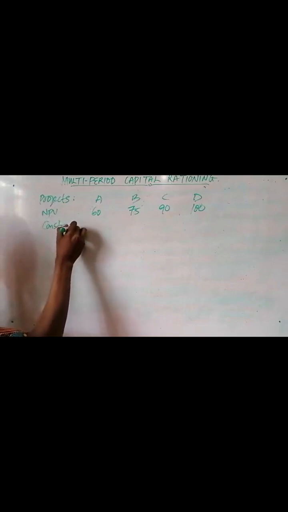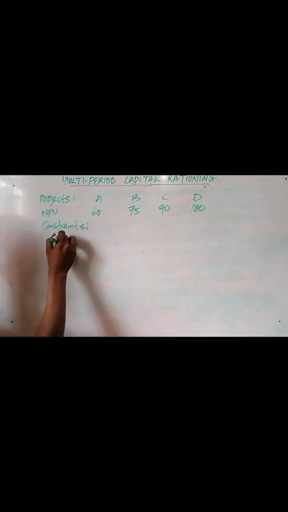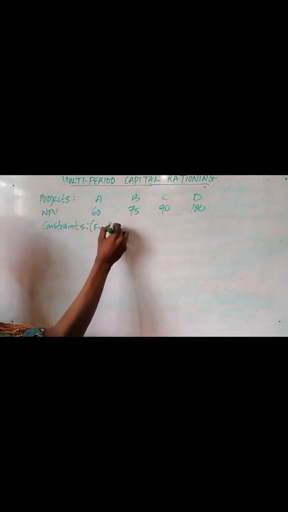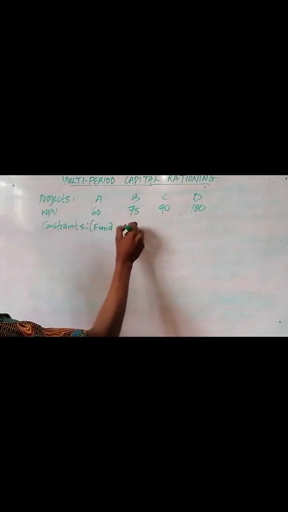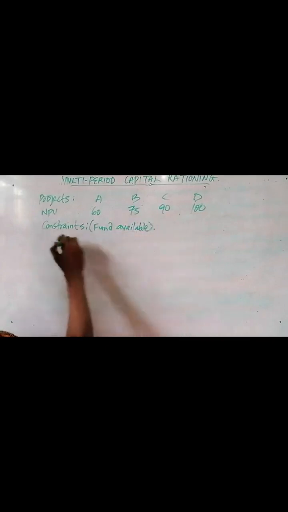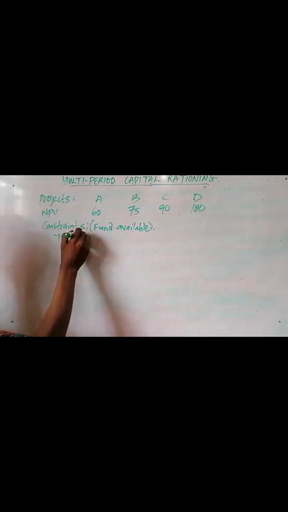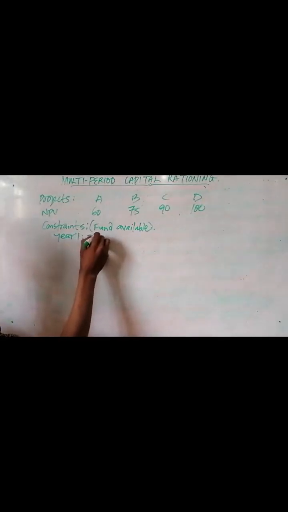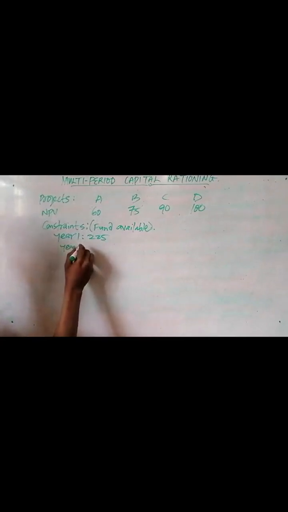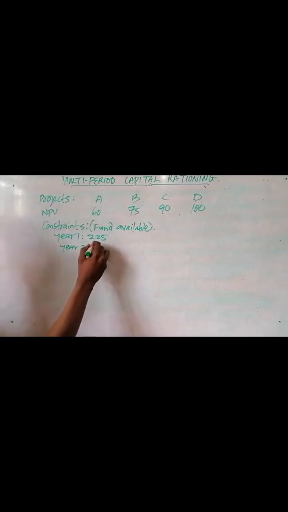So let's now say in a multi-period setting, these are the NPVs. So the constraints: for year 1, we are talking about the fund available. For year 1, the fund available is, let's say for example, 225. For the second year, the fund available is, let's take 175.